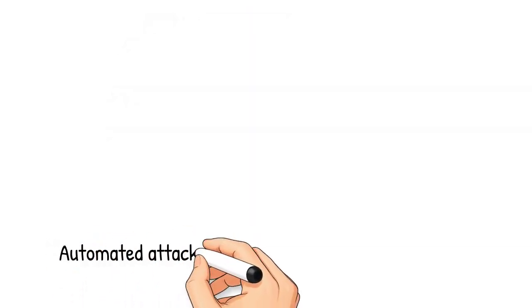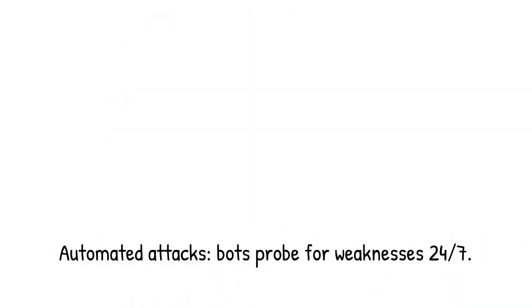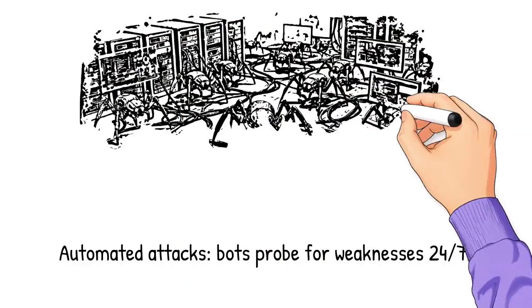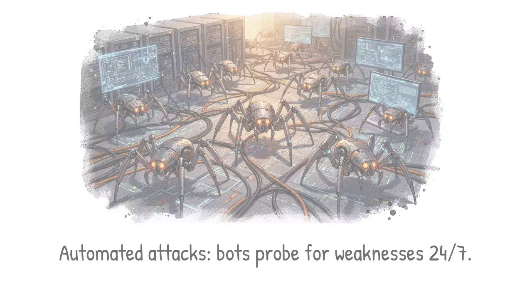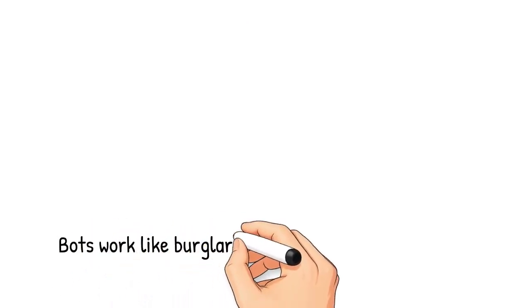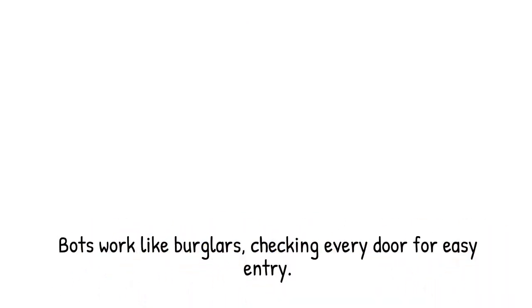The sixth motive: opportunity, automated attacks and bots. Not all attacks are personal. Many are automated. Bots scan the internet 24/7, looking for vulnerable systems. They don't care who you are or what you do. If your system is exposed, they attack. These bots are like digital termites, constantly probing for weaknesses.